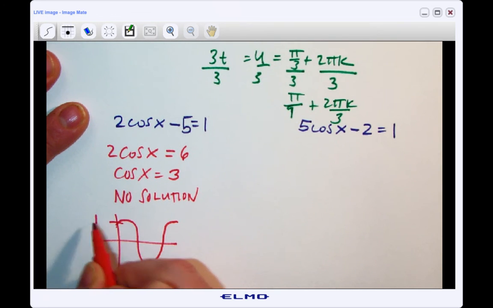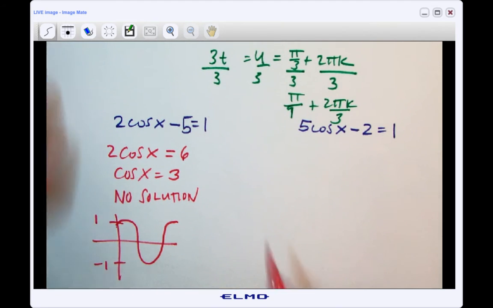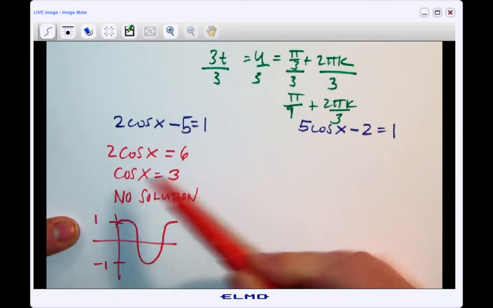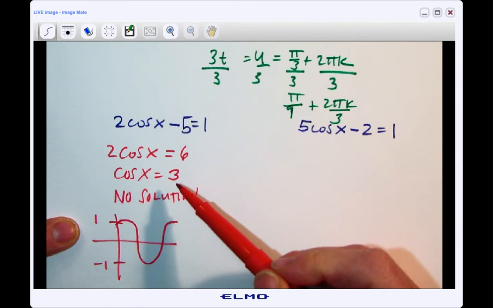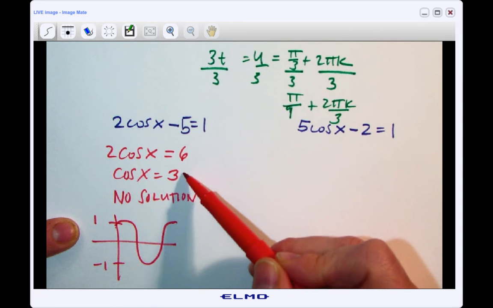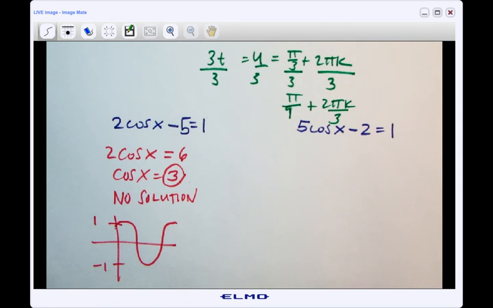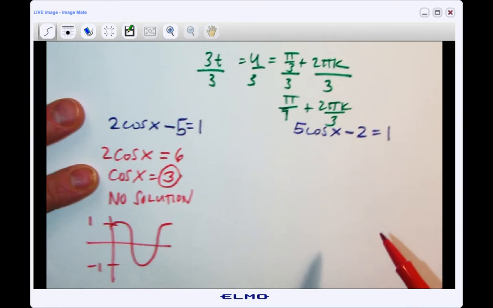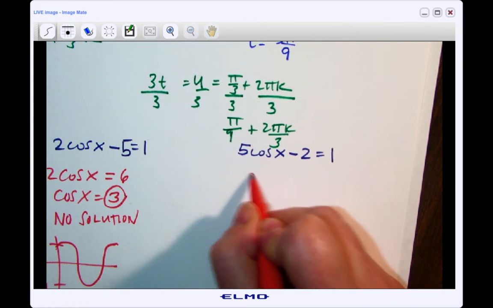Its range is -1 to 1. There's no value that I can plug in here to get a cosine of 3. So this one is no solution, right? If this is bigger than 1 or smaller than -1, you know you have a situation where it doesn't work. Okay.